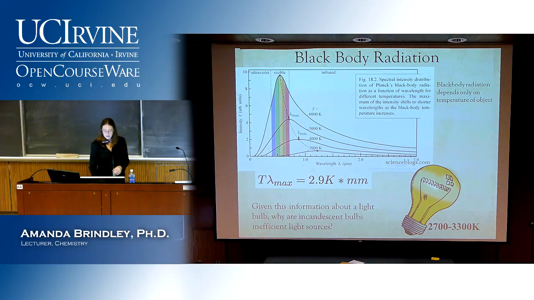Now, if you look at an incandescent light bulb, they glow, they have about a 2700 to 3300 temperature range. So given this graph, look at it for a second, why do you think incandescent bulbs are so inefficient? We don't use them anymore because of this.